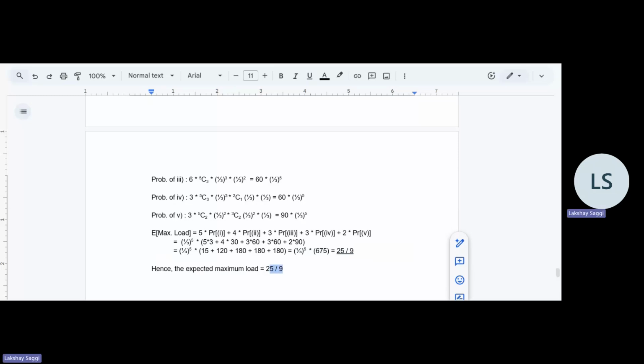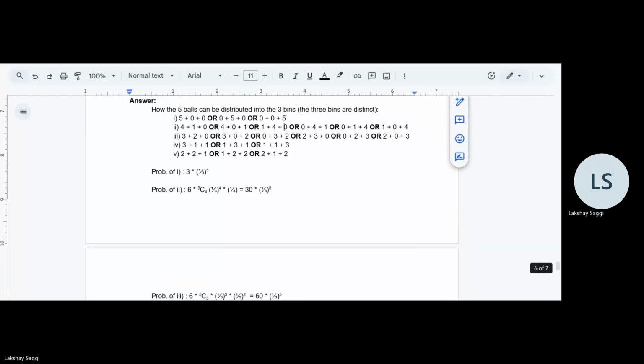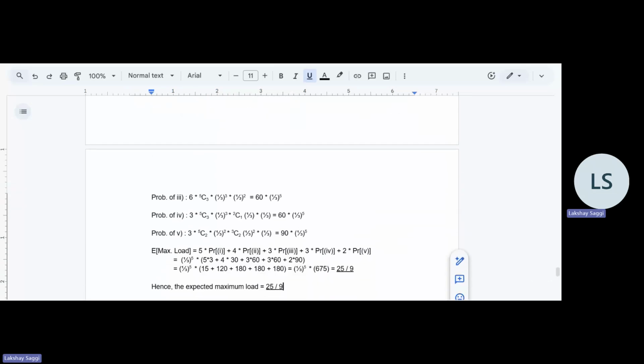And for a sanity check, you can also see that the maximum load should be at least 2, because in all cases a load of at least 2 is needed. The expectation will always be at least 2 in that case. So this resolves the problem, and this is what we obtain.